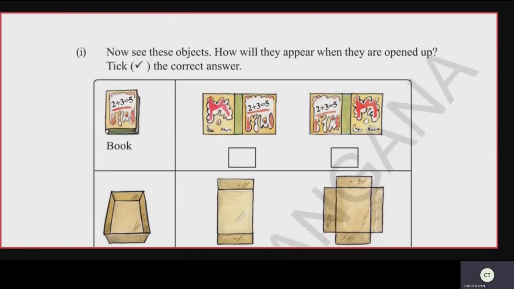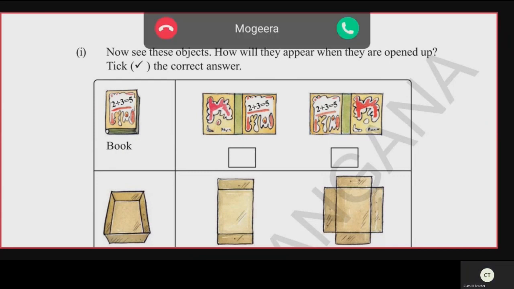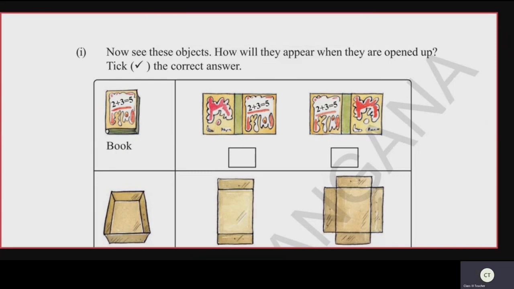Now see these objects. How will they appear when they are opened up? Okay, children, now place your notebook or maths textbook in front of you. When you open the textbook, first one picture and second one picture, carefully observe and answer. Take your textbook and open your textbook. Which textbook? Which part of a textbook?